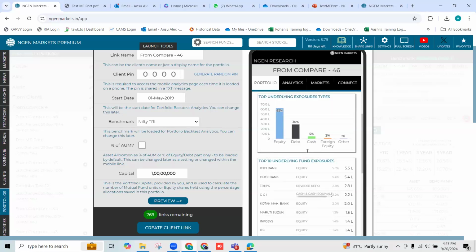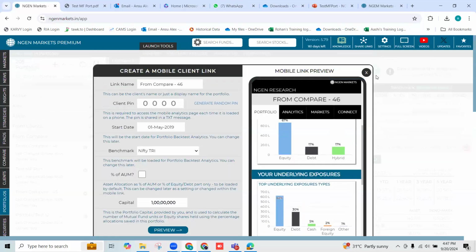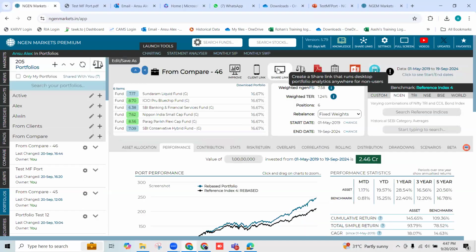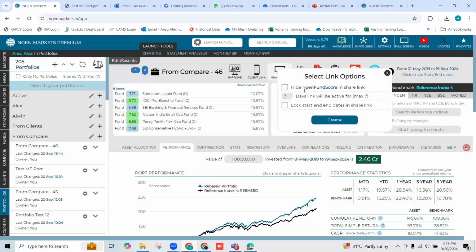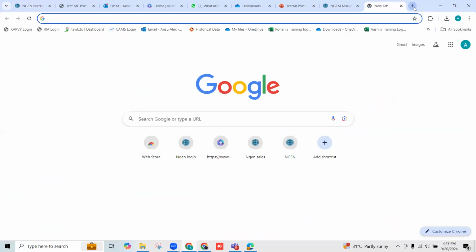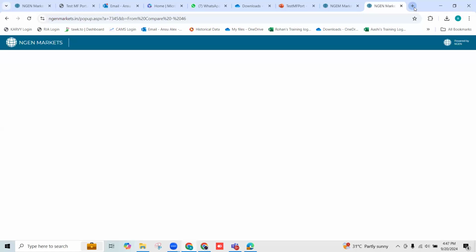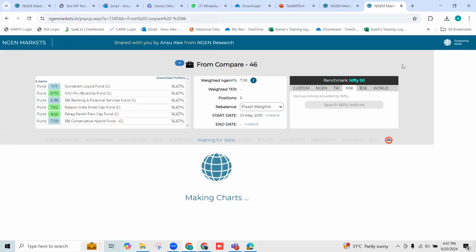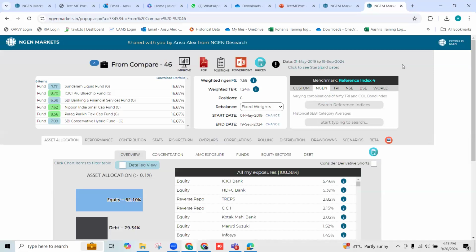We have another share link option, as Ansu has already highlighted, that typically lets you generate web-based link. So these are optimized for laptop screens, desktops, and so on, right? You simply click on that share link option. This is how the link gets created. You copy this link and you share it across to the client's email, SMS, whatever. Once they click on that link, this is how the analytics will show up on their systems. They will not have access, of course, to NGEN Markets. However, they can view their own portfolios using this share link that you've shared.